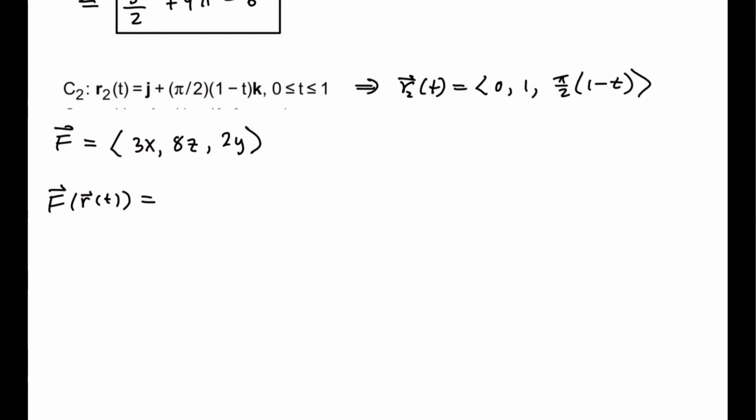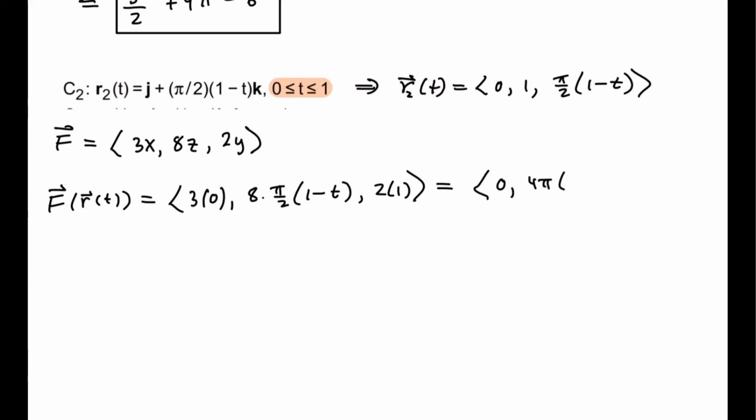All right, so that's that. And also the bound for t is from 0 to 1. So we have our field, f of r of t, is 3 times x, where x is 0; 8 times z, where z is pi over 2 times 1 minus t; and then 2 times y, where y is 1. To simplify, you will have 0, then 4 pi times 1 minus t, and then 2 times 1, that's 2.